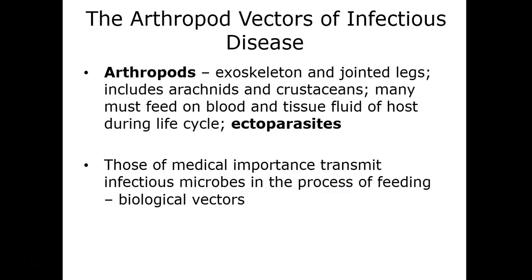And finally today, we'll just mention some of the main arthropod vectors responsible for transmitting diseases. Arthropods are named the way that they are because they have jointed legs and a hard exoskeleton. So things like the arachnids, spiders, and crustaceans fall into this arthropod category. Many feed on the blood and tissue of a host during their life cycle, and this allows them to transmit infectious microbes in the process of their feeding.